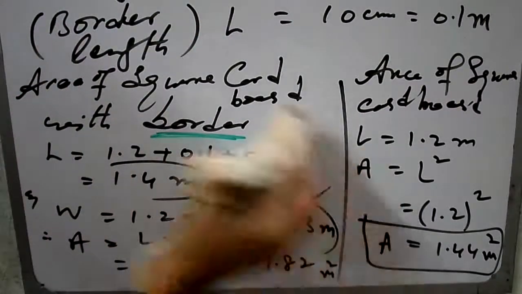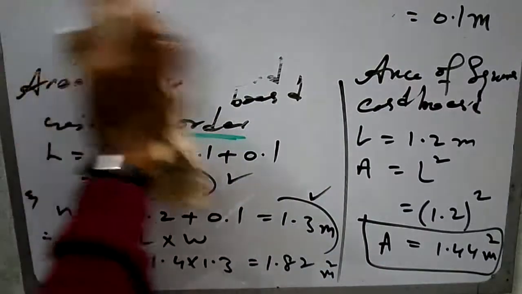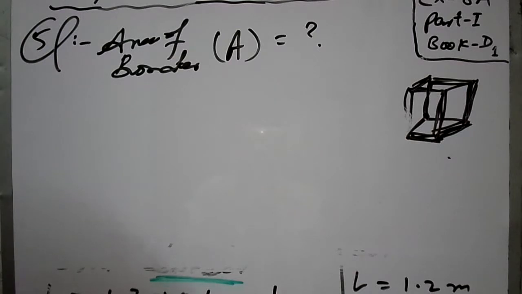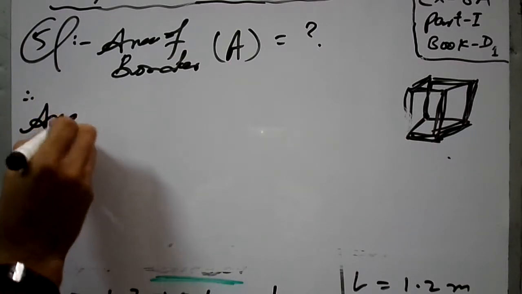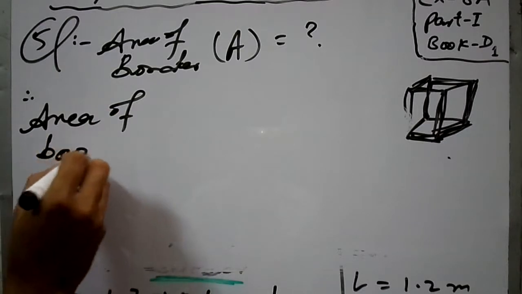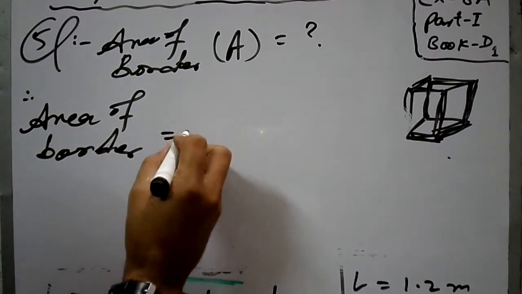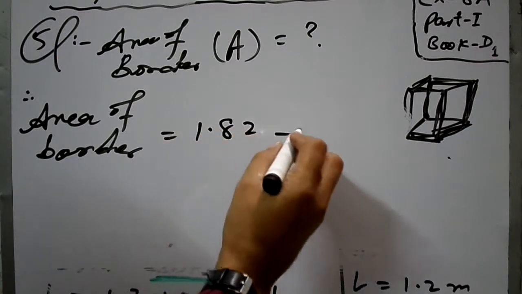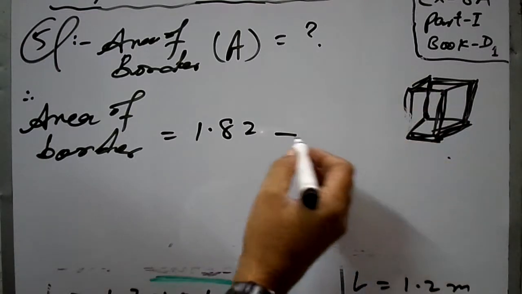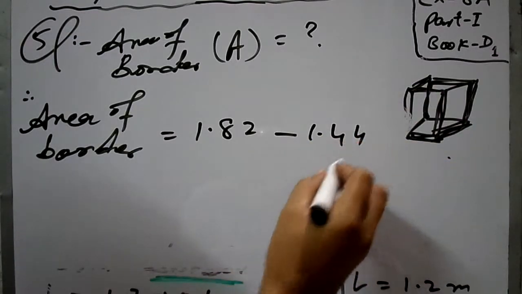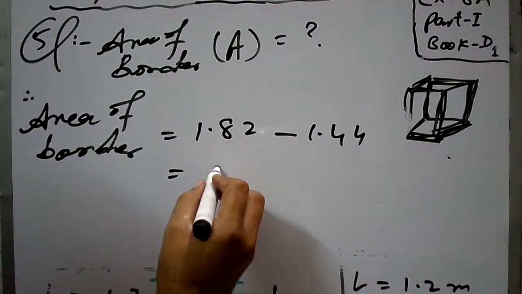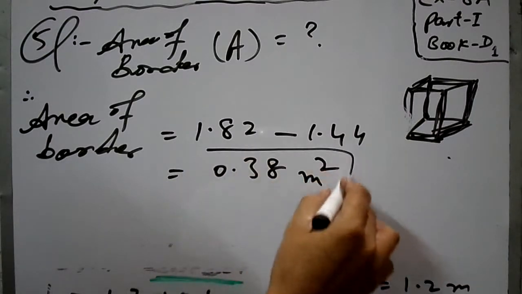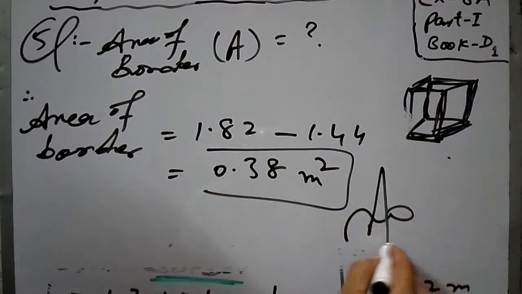So you need only the area of a border. So you can see here after subtraction, area of border only is equal to area with border, that is 1.82, minus area of square cardboard, that is 1.44, so you will get the value 0.38 meter square. So that is the border area, that is your required result.